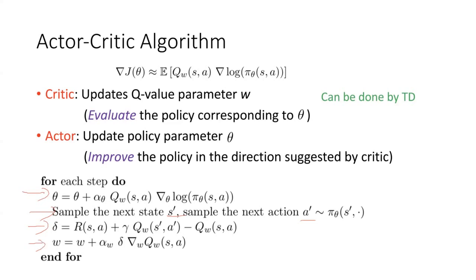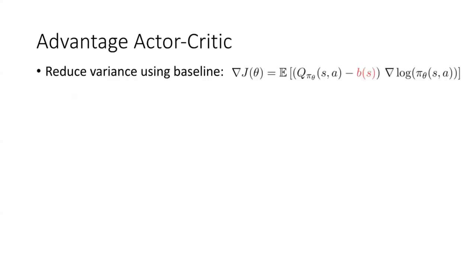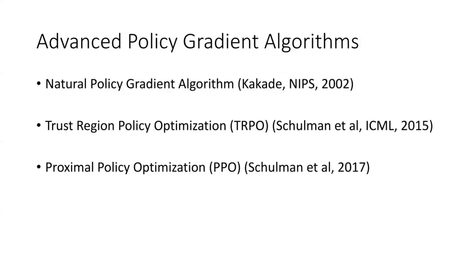The learning rate for theta is alpha theta. The learning rate for W is alpha W. If you are familiar with stochastic approximation, you know that these learning rates, alpha theta and alpha W, cannot be the same. They have to be adjusted appropriately for appropriate learning. Okay, I'll skip this slide in the interest of time.